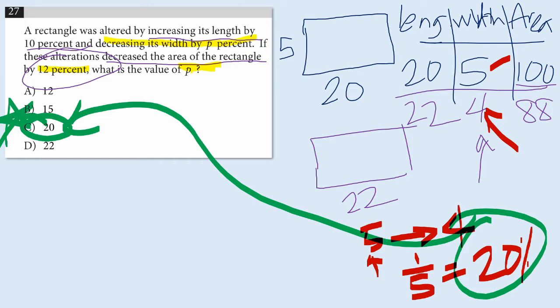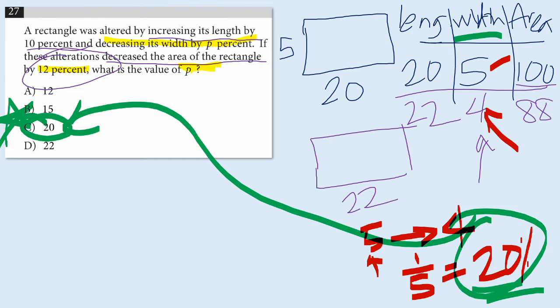Now you may have thought, well, maybe you just got lucky and 5 and 20 just happened to work. It turns out that if you pick a rectangle of 100 square units, you could do this for a 10 by 10, or you could do it by 50 by 2 unit rectangle. And this method will show you the same result, which is that the width will be reduced by 20%.